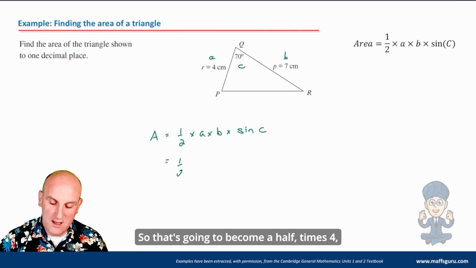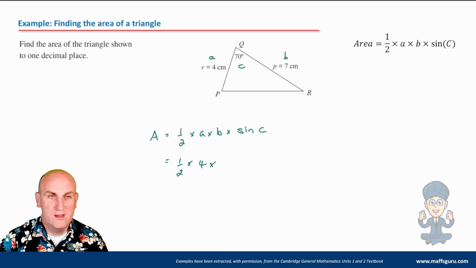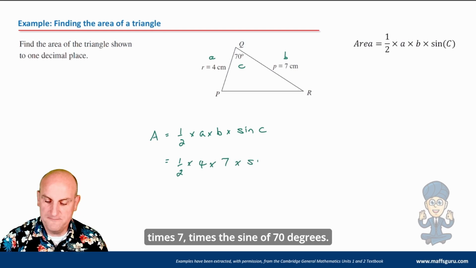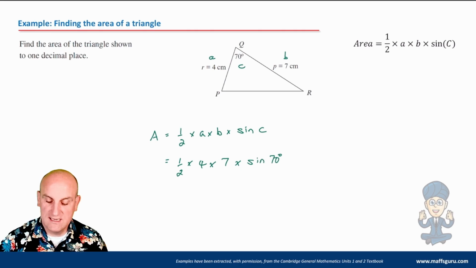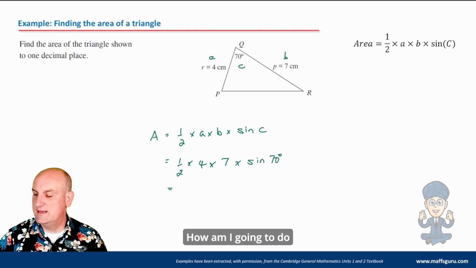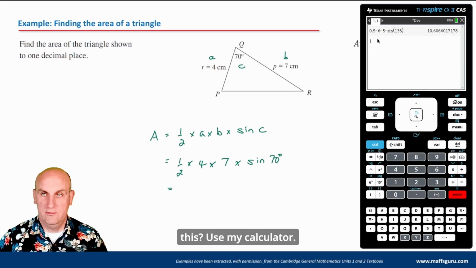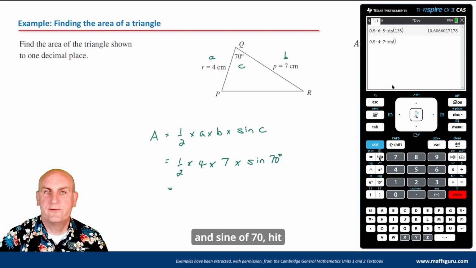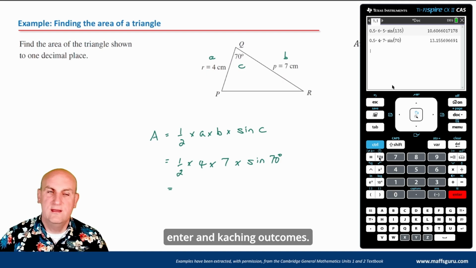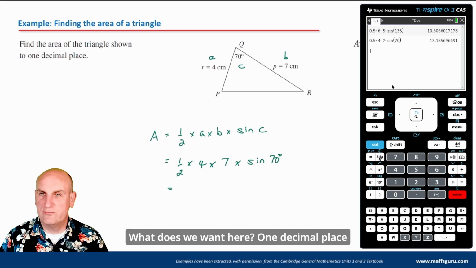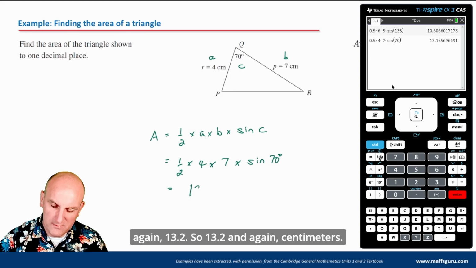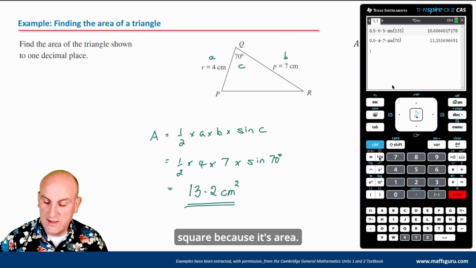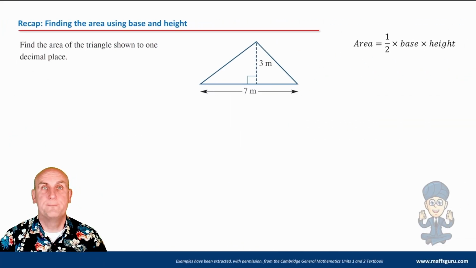So that's going to become a half times 4 times 7 times the sine of 70 degrees. Again, we don't need the degree sign. I just put it there through habit. How am I going to do this? Use my calculator. So 0.5 times 4 times 7 times the sine, trig and sine of 70, hit enter, and ka-ching, out comes, to one decimal place again, 13.2. So 13.2, and again, centimeters, and don't forget the squared because it's area.